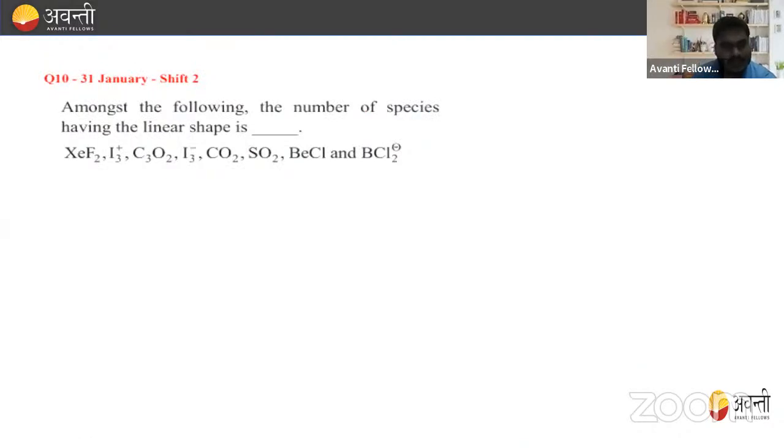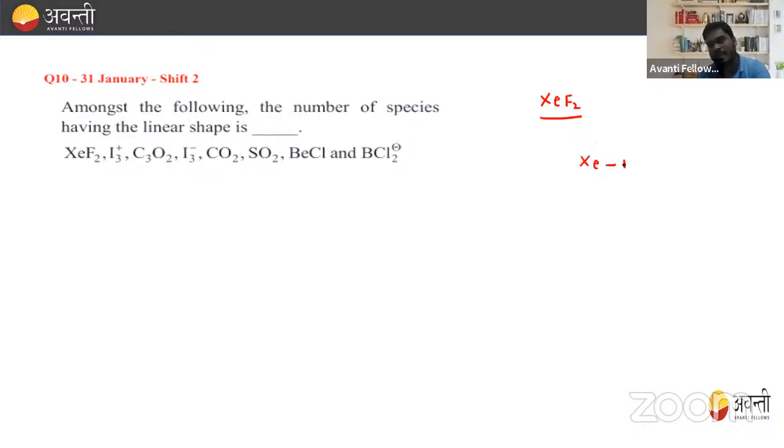Among the following, the number of species having the linear shape. So in this question, they are asking among the following, the number of species having the linear shape. This question also belongs to which topic? That is VSEPR theory. So by knowing this, you can easily predict whether it is a linear shape or not. I'm talking about XeF2 first. Does XeF2 have a linear shape or not?